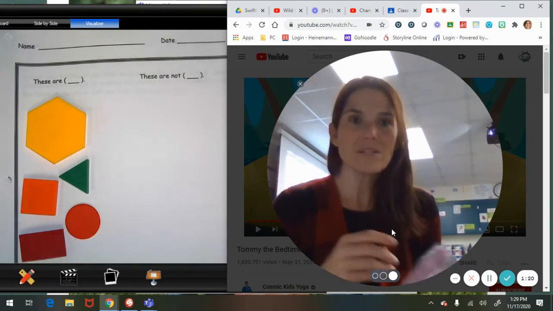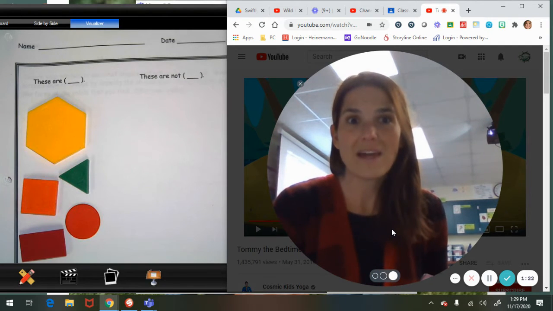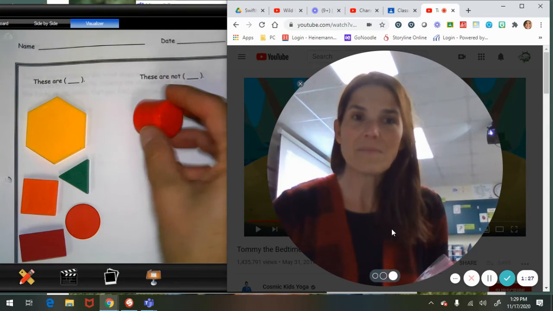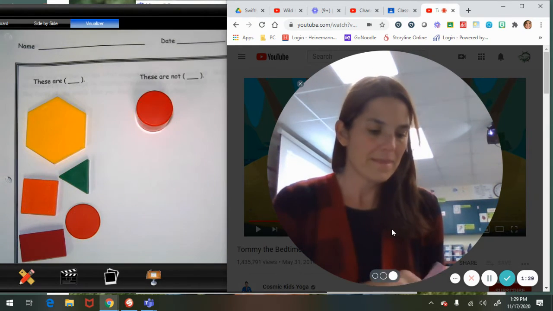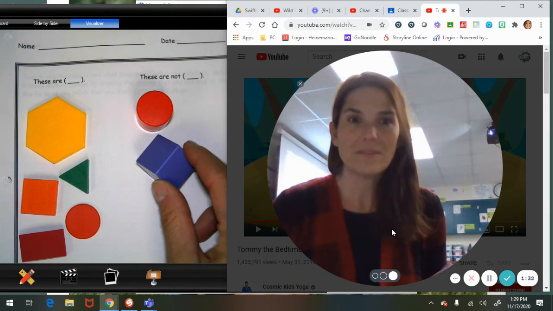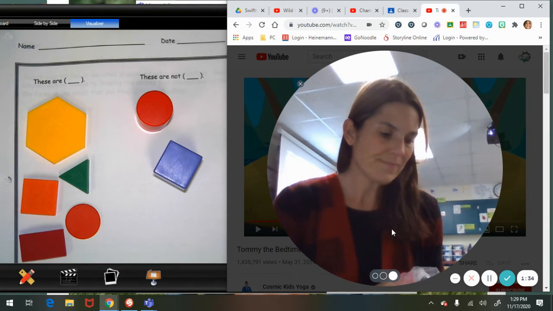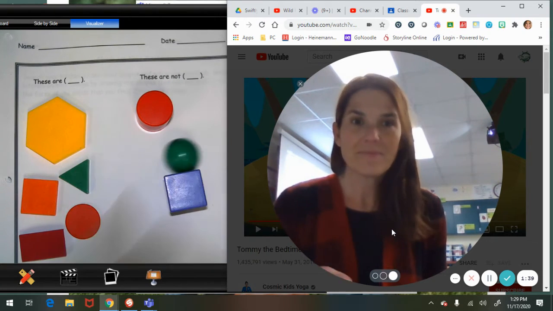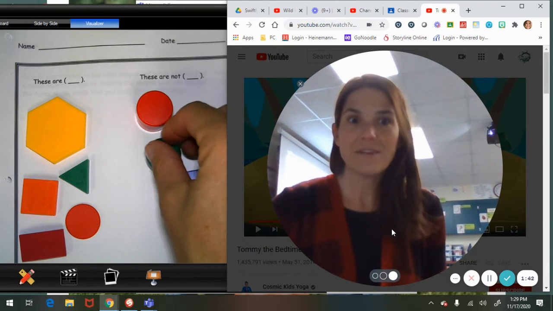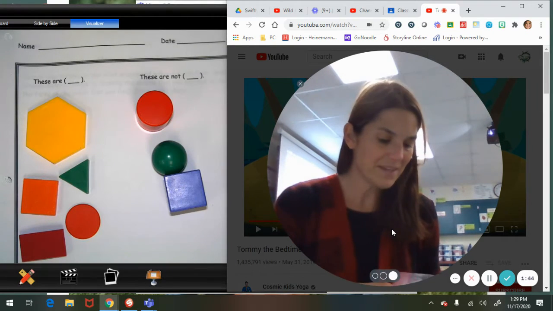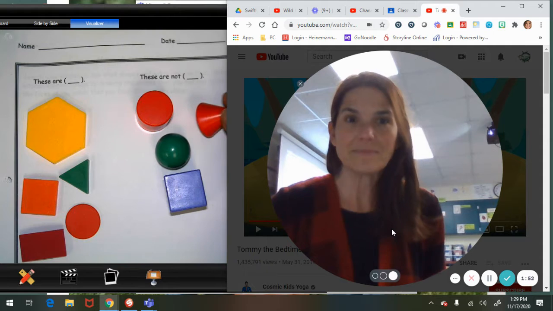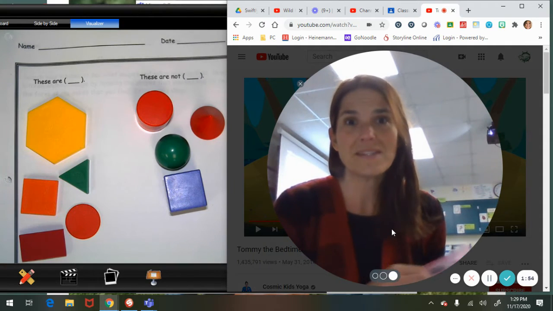Now over here, we're going to talk about the shapes that are not flat. These are not flat. So we have our cylinder, our cube, our sphere, whoop, that sphere is rolling everywhere, our sphere, and the cone. So these shapes are not flat. They can roll, they have faces.